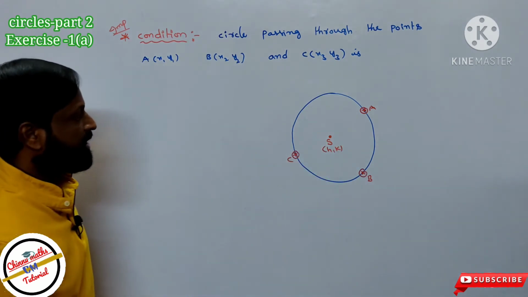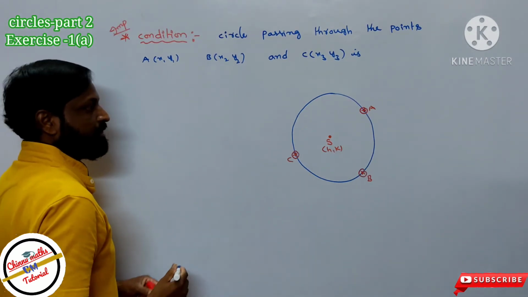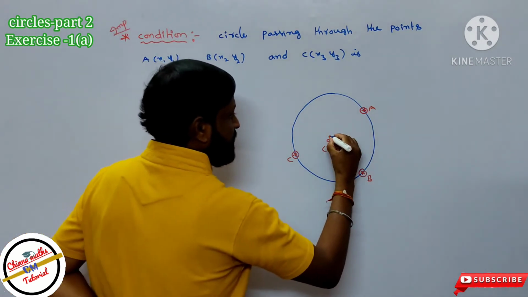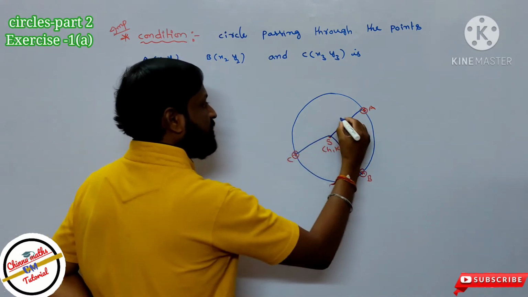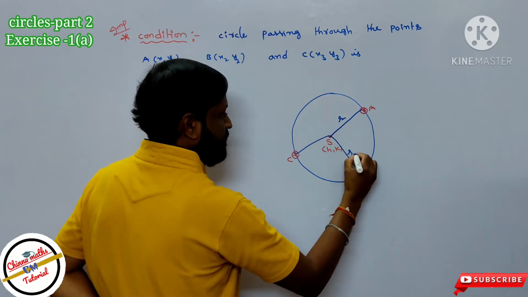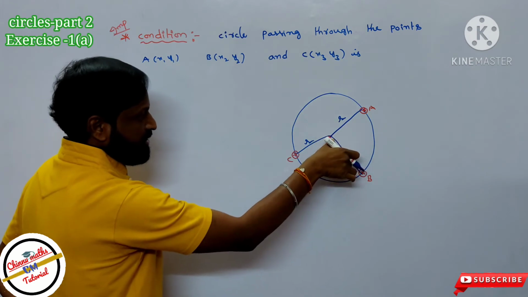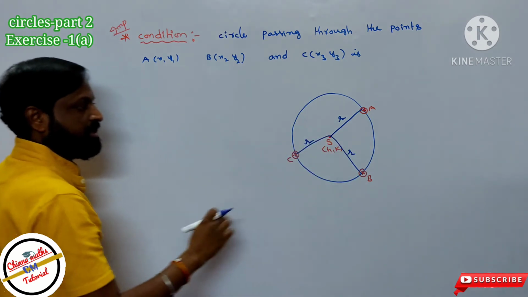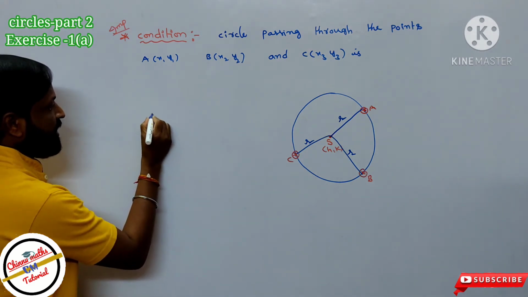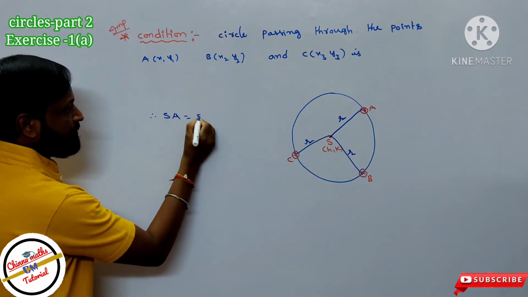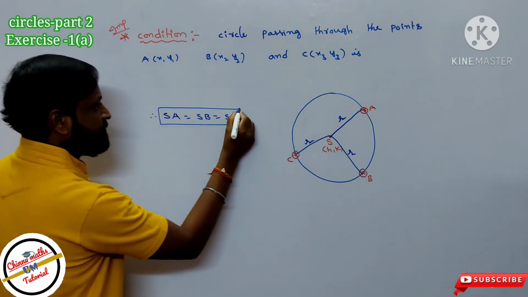Okay. What is the condition? By observation of the diagram, if you join the points SA, SB, SC, all are equal to r. Why? Because SA is nothing but the radius, SB also radius, and SC also radius. In a circle the distance from the center is constant. So that is why according to the diagram you can write SA equal to SB equal to SC. This is the important condition.